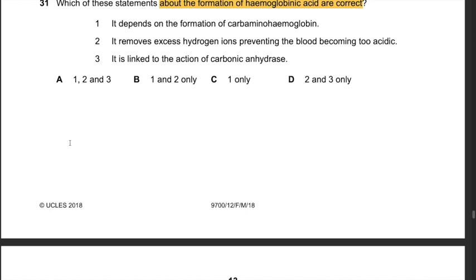Therefore, answers having 1 in it are incorrect, leaving us with the best possible answer being D, 2 and 3 only. It removes excess hydrogen ions, preventing the blood becoming too acidic. Yes. 3. It is linked to the action of carbonic anhydrase. That is also correct, because hydrogen ions are formed after carbonic anhydrase carries out its reaction. Therefore, D is the answer.